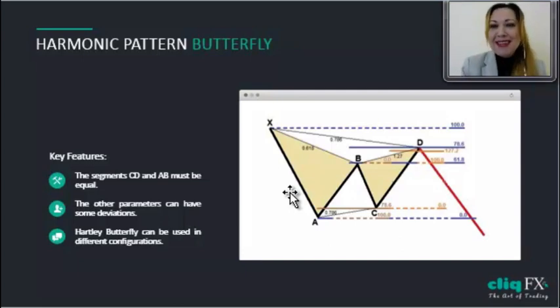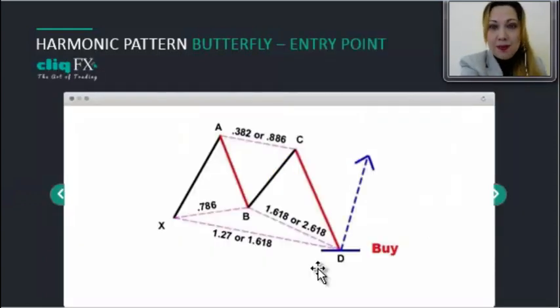By the way, talking about configuration, the butterfly pattern can be used in different configurations. For example, we will show you the classical butterfly pattern, which is a bullish pattern. Recommended time frame is from M15 to daily.